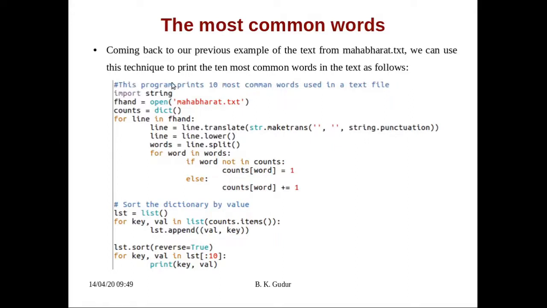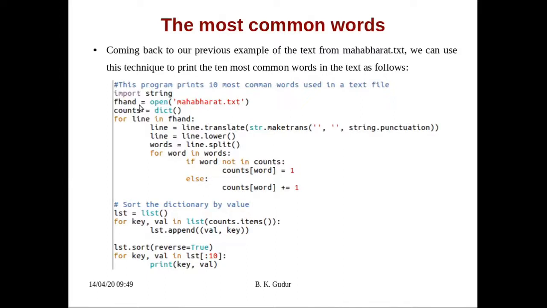Import string. This program prints the 10 most common words used in the text file, that is, whatever text file we enter, and here the text file is directly taken, that is Mahabharata.txt. Say import string, because we are going to use the translate and maketrans methods. Okay, f is equal to open a file.